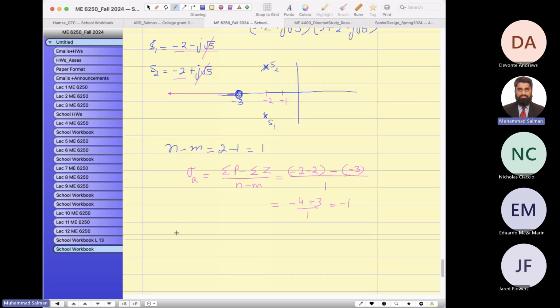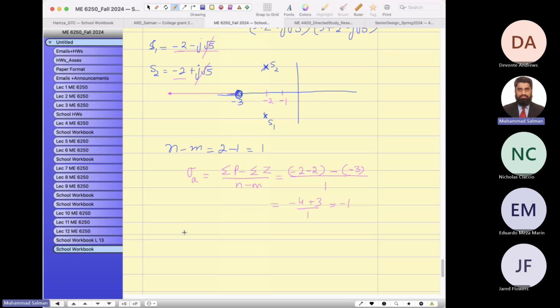So I would say let's go to the next part. What are the breakaway and break-in points? In this case, we don't need to worry about them. There is no break-in or breakaway for this case, so it's not a valid breakaway point or break-in point.